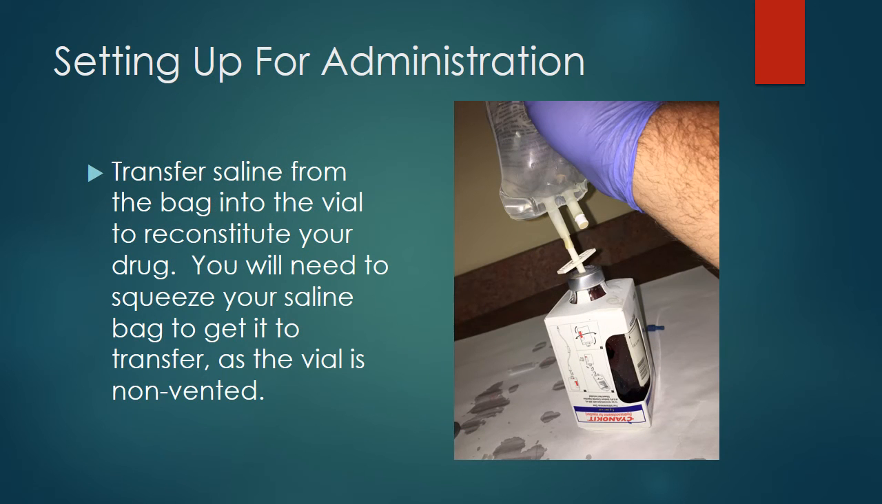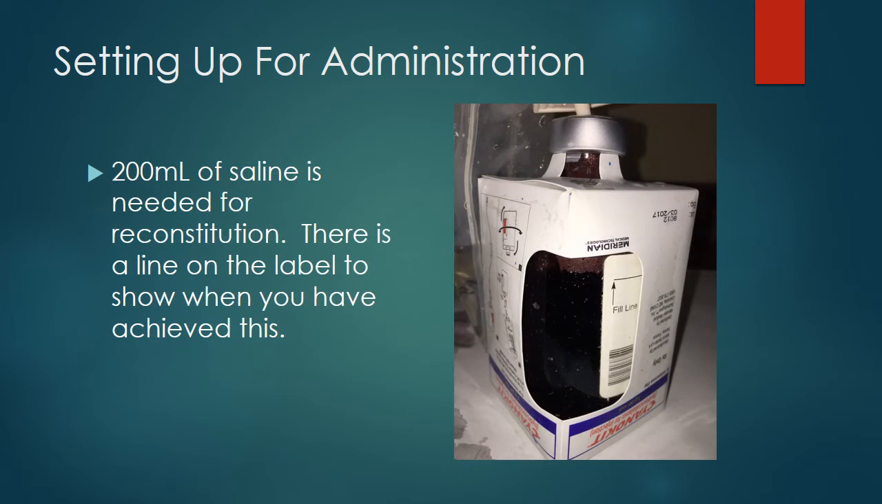You're going to transfer saline from the bag into the vial. This is to reconstitute your drug. You're going to need to squeeze your bag of saline to get the transfer, as the vial itself is not vented. 200 milliliters of saline is needed for reconstitution. There's a line on the label for the vial itself. You see the fill line here in the picture. That will show you when you get to the required amount of saline for reconstitution for that concentration.